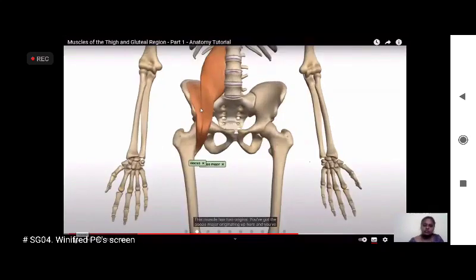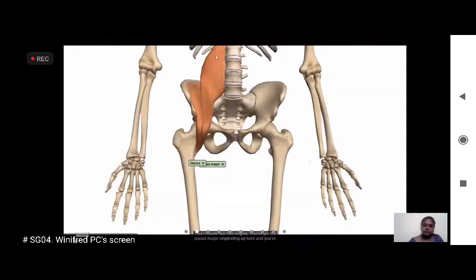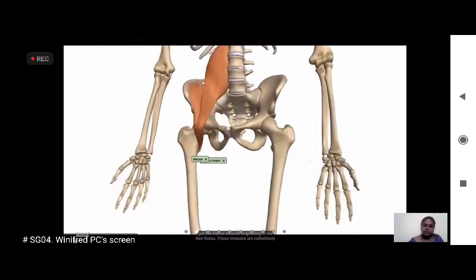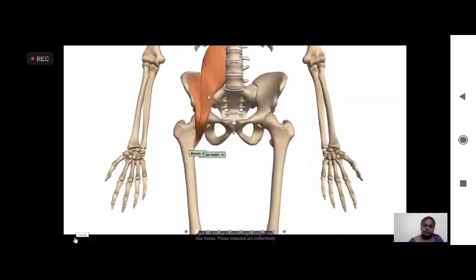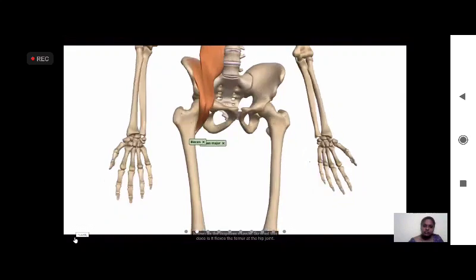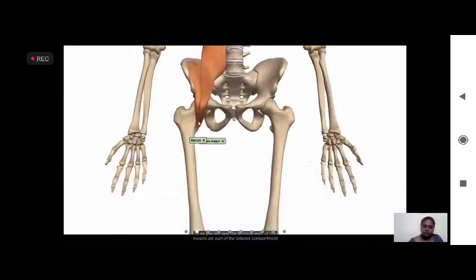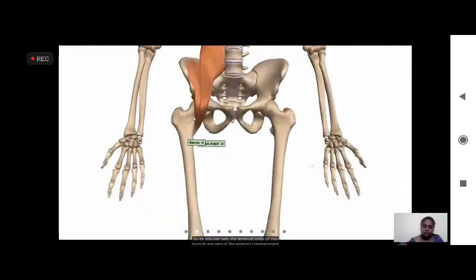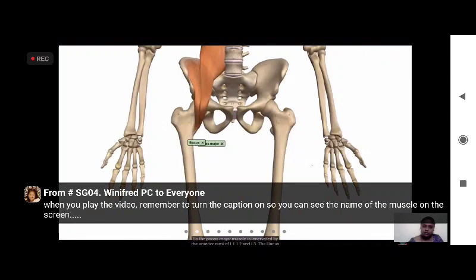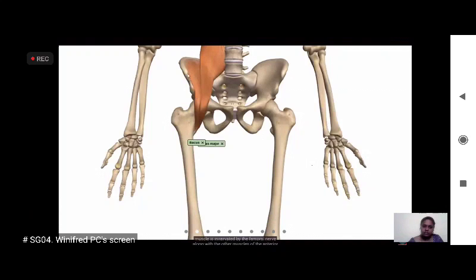So this muscle has 2 origins. The psoas major originates up here, and the iliacus muscle originates in the iliac fossa. These muscles collectively are known as the iliopsoas muscle. It flexes the femur at the hip joint. The terminal ends of this muscle are part of the anterior compartment of the thigh. The psoas major muscle is innervated by the anterior rami of L1, 2 and 3, and the iliacus muscle is innervated by the femoral nerve, along with the other muscles of the anterior compartment.